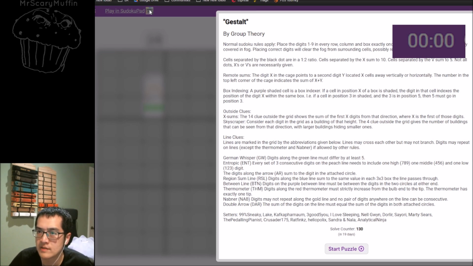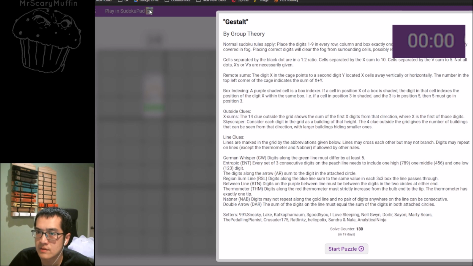Outside clues are X sums. The 14 clue outside the grid shows the X sum, and then skyscraper. Consider each digit in the grid. The 4 clue outside the grid gives the number of buildings. I hope they differentiate between the clues. They don't say, so I have to figure out which one is which.